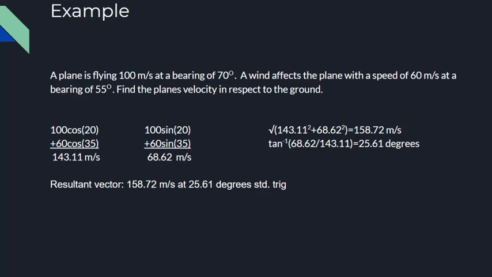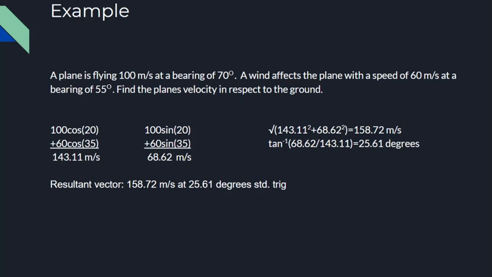So here's our example. This is where we compile everything that we've previously learned and apply it. A plane is flying at 100 meters per second at a bearing of 70 degrees. A wind affects the plane with a speed of 60 meters per second at a bearing of 55 degrees. Find the plane's velocity in respect to the ground.